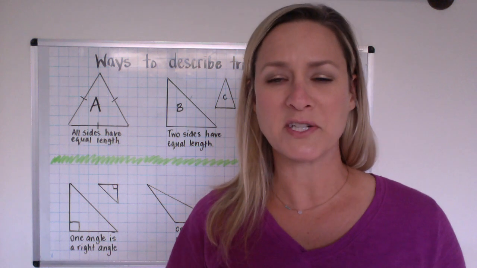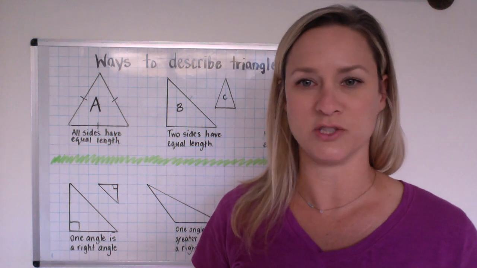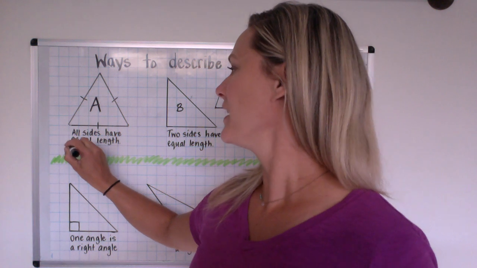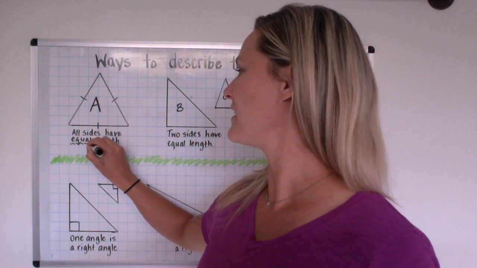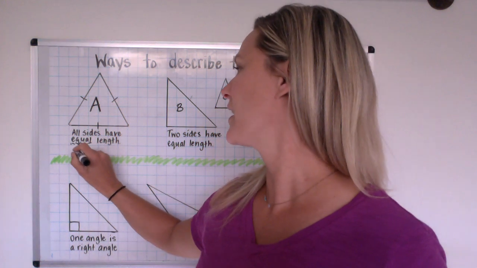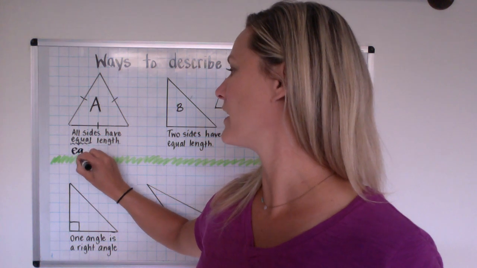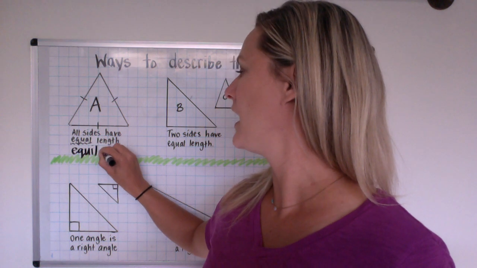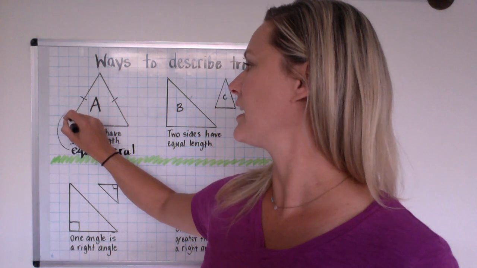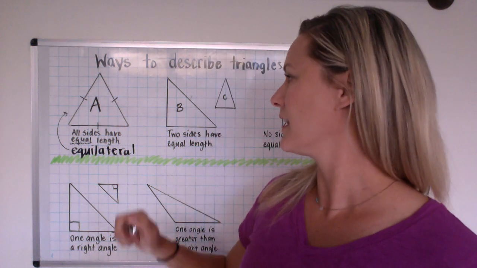Now, there's a special name for this. It's called equilateral. Try saying that 2 times fast. It can be a little tricky. So equilateral actually has that word part in it, equal. So it helps you remember that all of the sides are equal. So I'm going to try to write it right here. Equilateral. So this is an equilateral triangle. All of the sides have the same length.